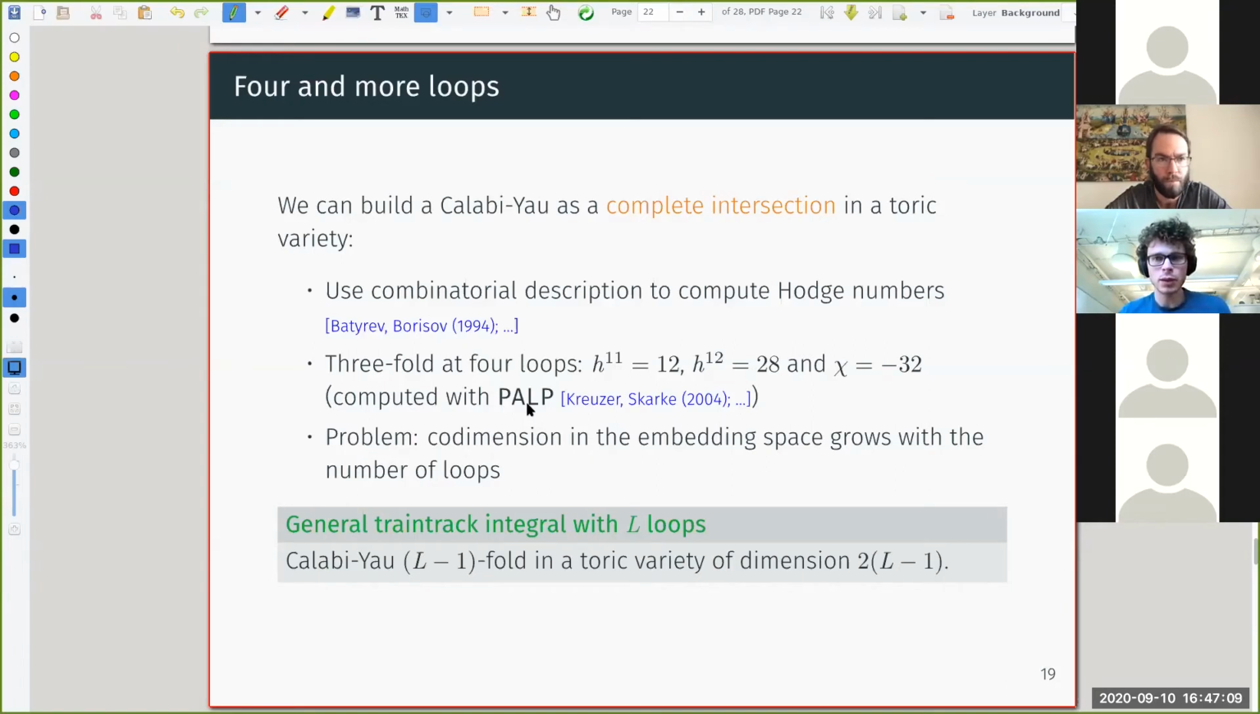The problem is that to actually compute something here quickly becomes kind of impossible, because the combinatorics also grow quite badly. In particular, this is because the codimension in this embedding space also grows with the number of loops. In other words, we have many constraints that we impose. But the message is that for this general train track integral with L loops, we can always build a Calabi-Yau (L-1)-fold. And the embedding space would have a dimension of 2L-1. So you can actually see that the codimension is also L-1.